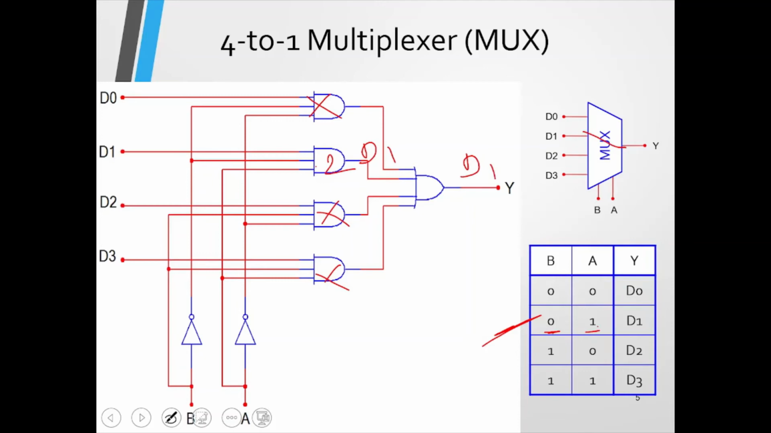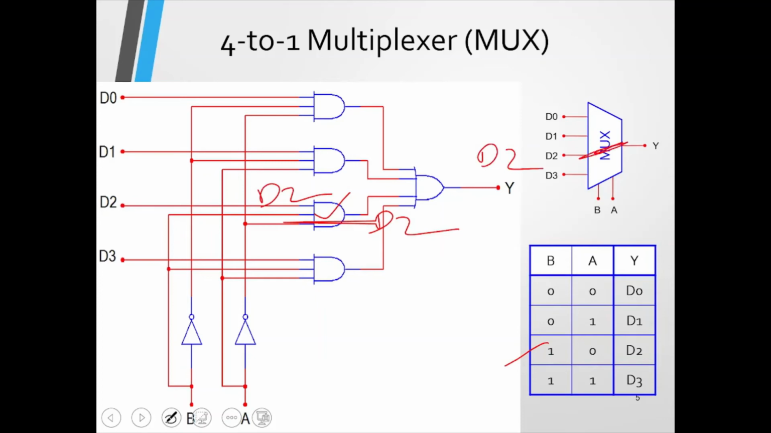Similarly, for the next input, that is for 1 0, only the third AND gate will be enabled and D2 will appear at the output. So whatever you have applied at D2, the same will appear at the output. So D2 will be connected to the output line. Similarly for 1 1, D3 will be selected. Okay, and this is how this multiplexer works.